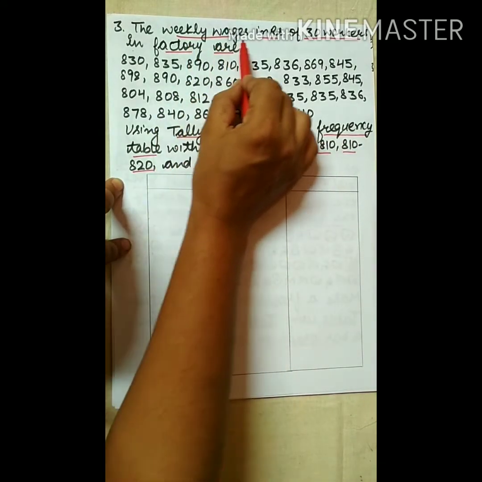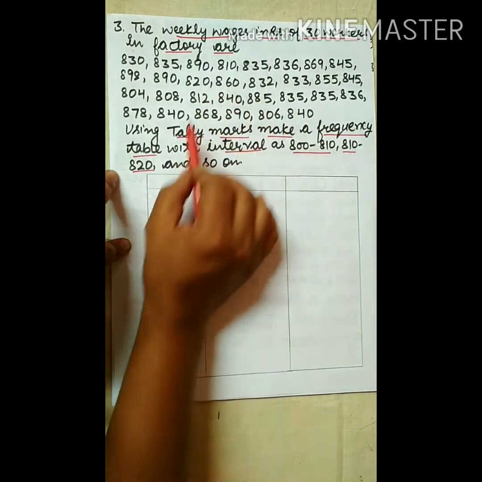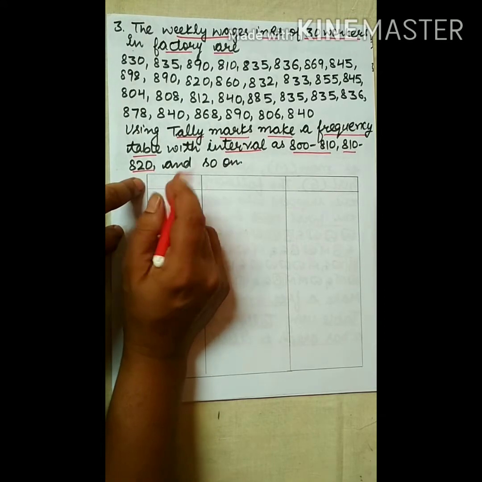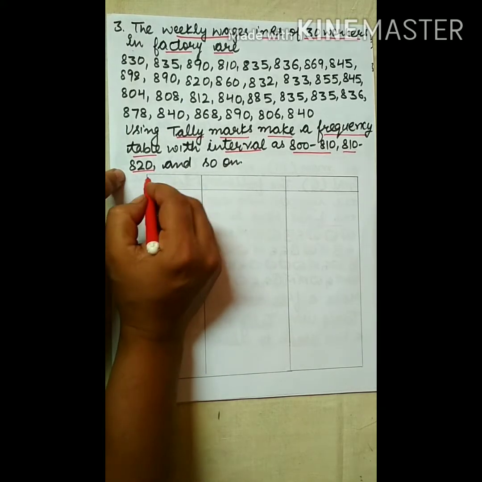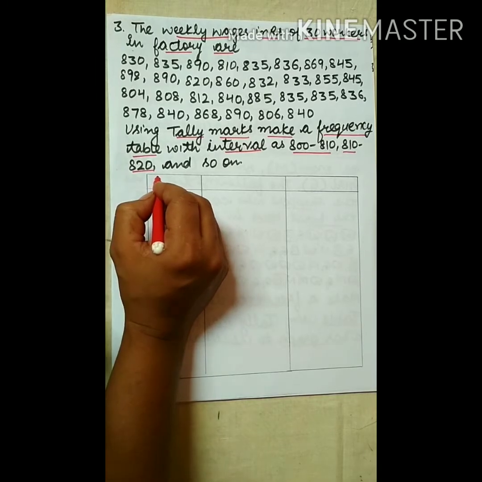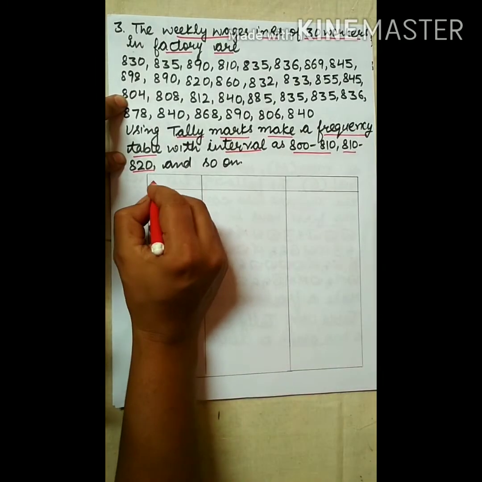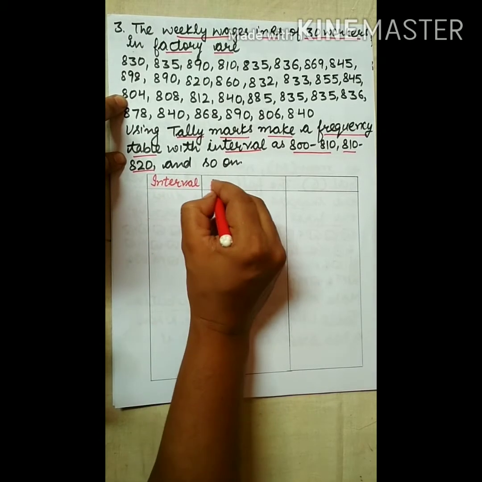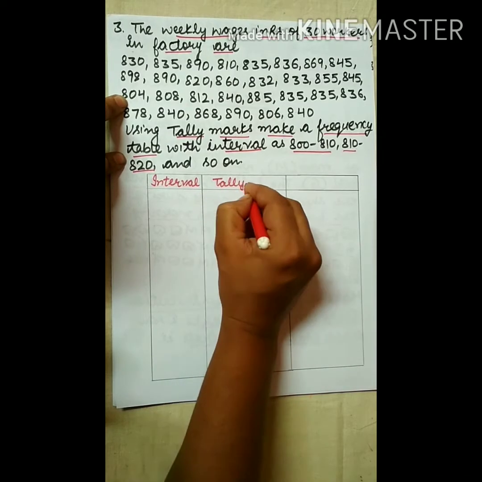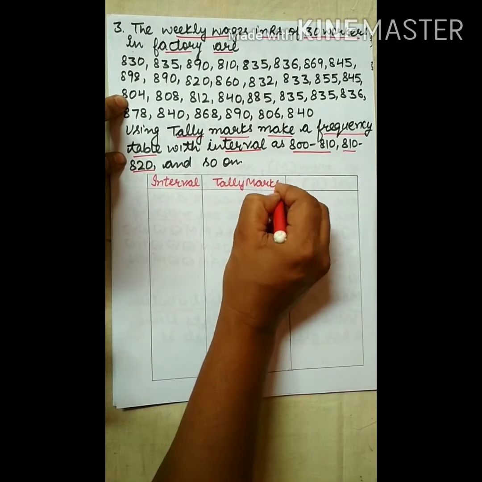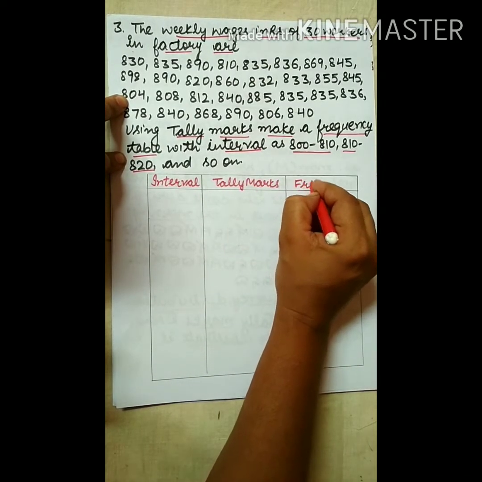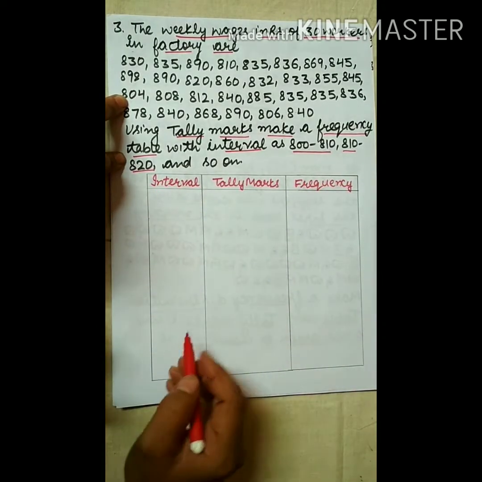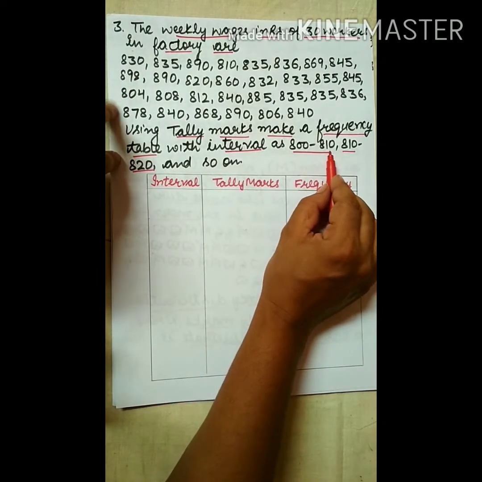Now, the weekly wages are given in rupees. So this is the weekly wages. So here I will write down the interval. Next is tally marks. In the next, I will write the frequency. Now, firstly, I will write down the interval. The interval is given. I have to take the gap of 10.